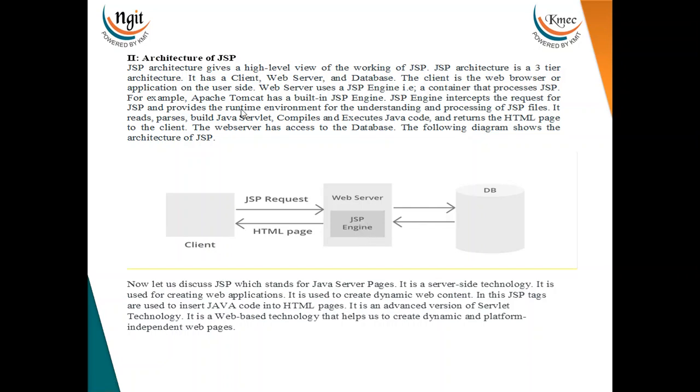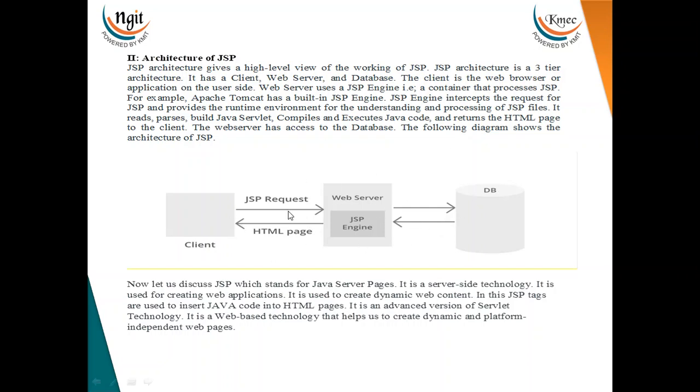For example, Apache Tomcat has a built-in JSP engine. A JSP engine intercepts the request for a JSP and provides the runtime environment for understanding and processing JSP files. It reads, parses, builds a Java servlet, compiles and executes the Java code, and returns the HTML page to the client. The web server has access to the database.